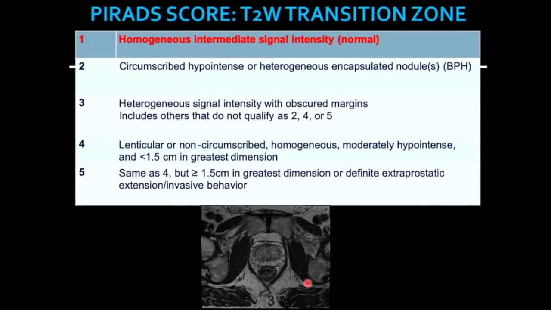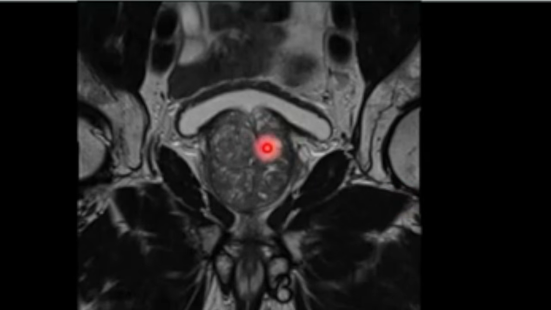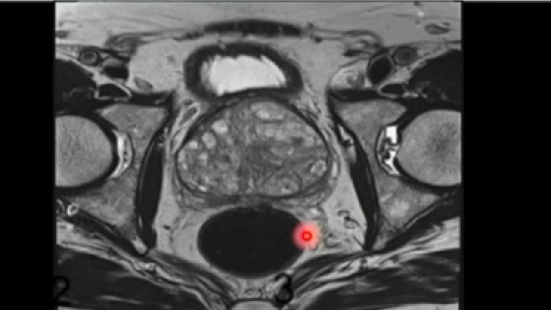As far as the transition zone goes, let's leave aside the peripheral zone and come to the transition zone. You see it's not as bright as the peripheral zone. It has an intermediate mixed signal intensity, but it's still homogeneous. So this is given as PI-RADS 1. Now if you see circumscribed, that is well-defined, lesions where you can see the entire margin of the nodule, it's an encapsulated nodule. These are nodules of benign prostatic hyperplasia. This is given as PI-RADS 2.